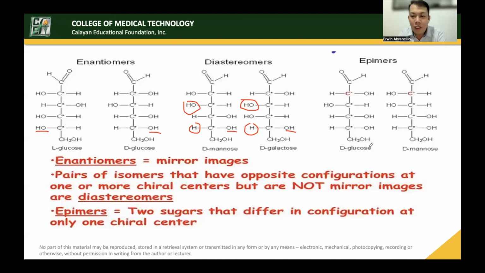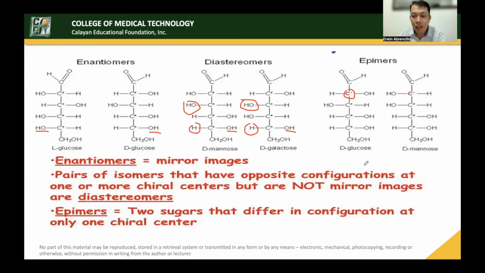Now, let us look into glucose or the epimers. So what are they? Epimers are two sugars that differ in configuration at only one chiral center. So D-glucose and D-mannose. D-mannose has an epimer in the second carbon. So this is the original. Look at that. H is found at the left, OH is found at the right.